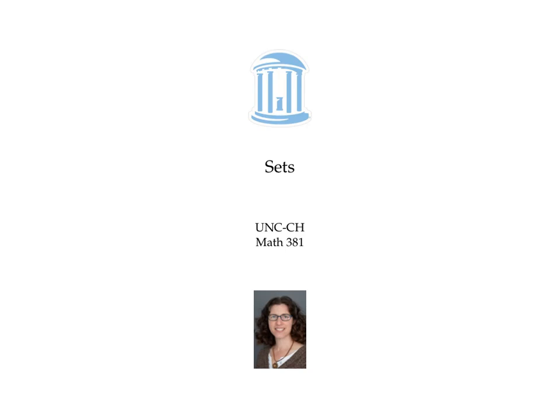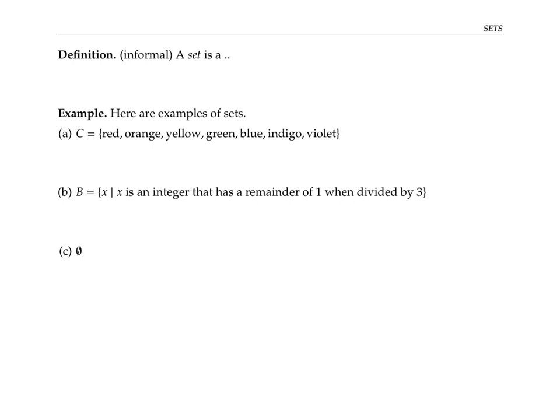This video introduces sets and some basic notation and definitions. Informally, a set is a collection of objects or members. Here are some examples of sets. Let's let C be the set containing all the colors of the rainbow.